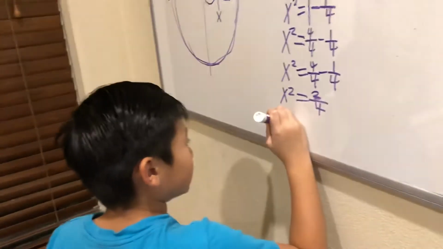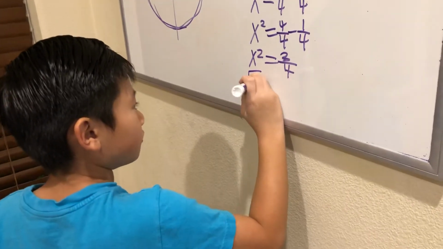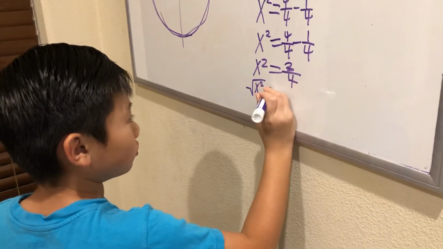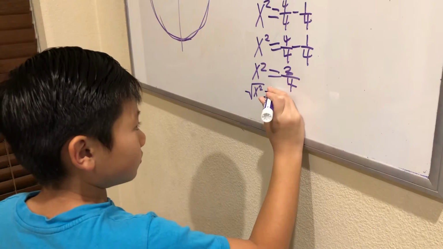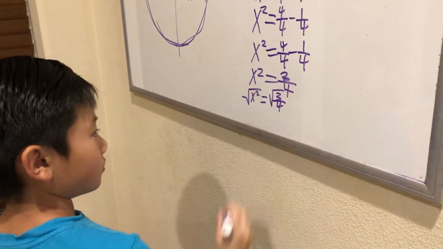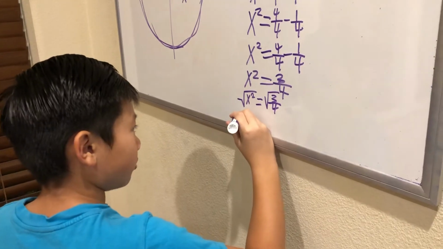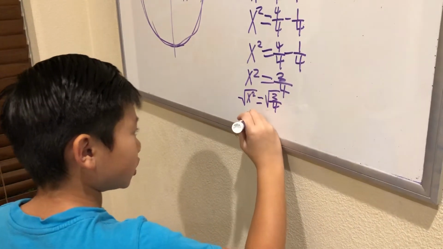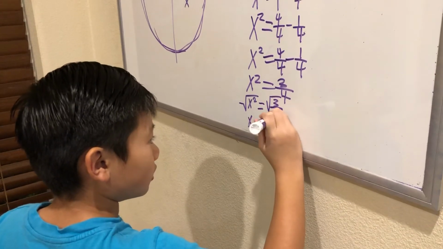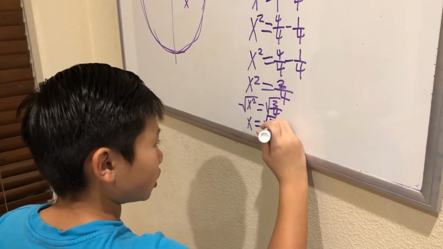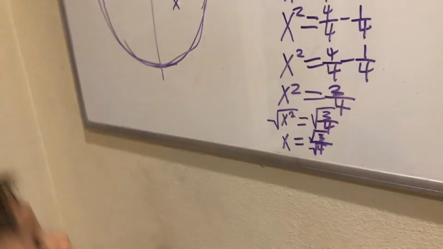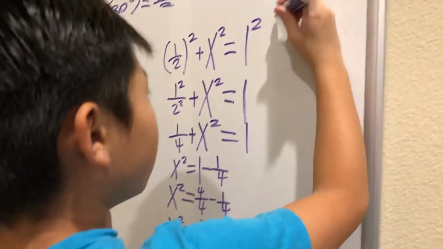Now we have to do the square root to figure out x. No, x to the power of 2. Square root of x to the power 2 is just x. Now we do them separately for the fraction. Then we go to the other side.